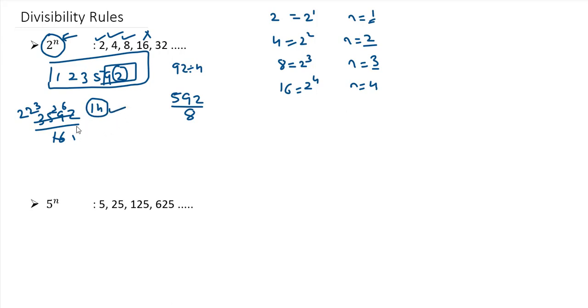So by this method, you can check whether a number is divisible by any number which is of the form of 2 raised to n or not, and at the same time you can also find the remainder if the number is not divisible by that number.